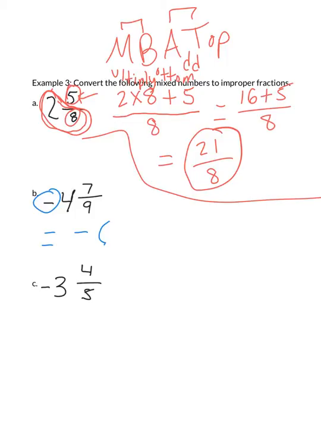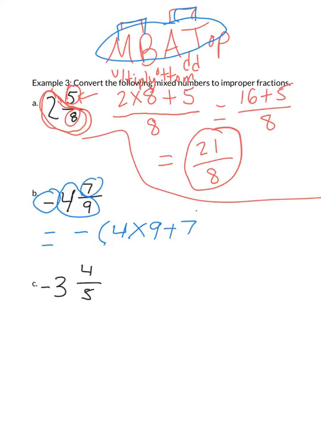Now I'm going to use my acronym MBAT to figure out what to do on the top of the fraction, the numerator here. So MB stood for multiply by the bottom number, so 4 times the 9 on the bottom. AT, add the top number, is 7. Close those parentheses. Divided by, I don't have a fancy acronym for the bottom number because you don't need one. You just keep the same denominator every time. In this case, it's 9.